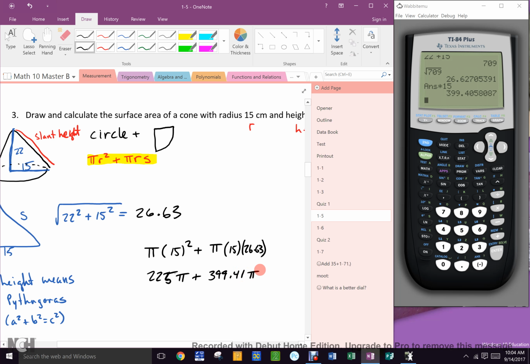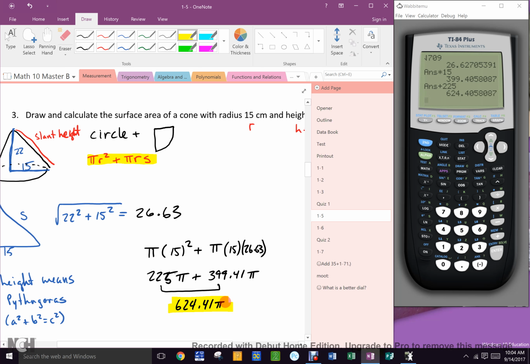Now, if I have 225 pi's and 399.41 pi's, what can I do with those two numbers? What am I allowed to do? Because they're both pi. If they were both x, what can I do, Noah? I can add them. So 399.41 plus 225 gets me 624.41 pi. That is also an okay answer.